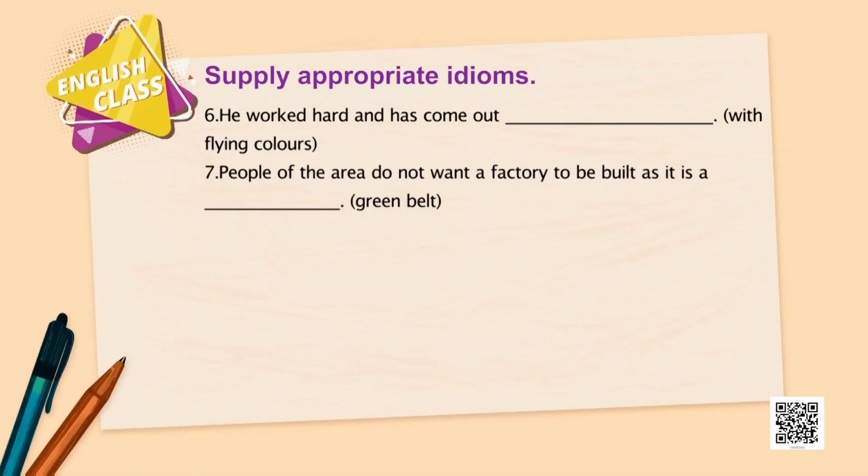People of the area do not want a factory to be built as it is a green belt. What is it? Green belt means which is full of trees, plants. Yeah, it's for agriculture and green cover. So, don't build any factory.